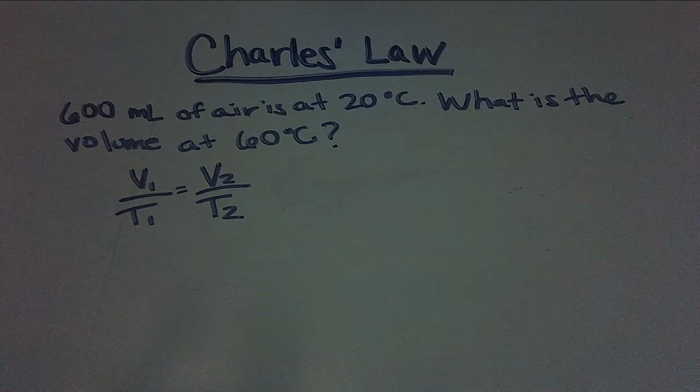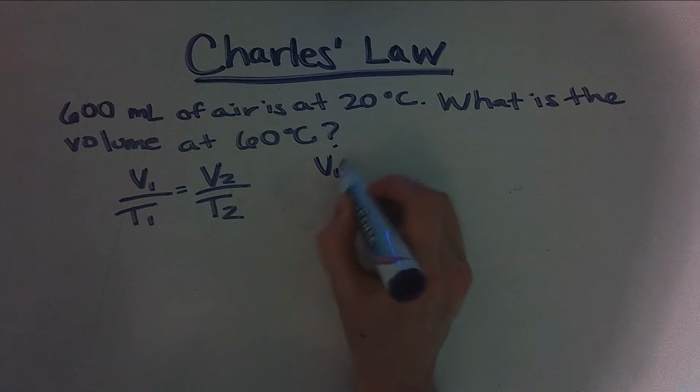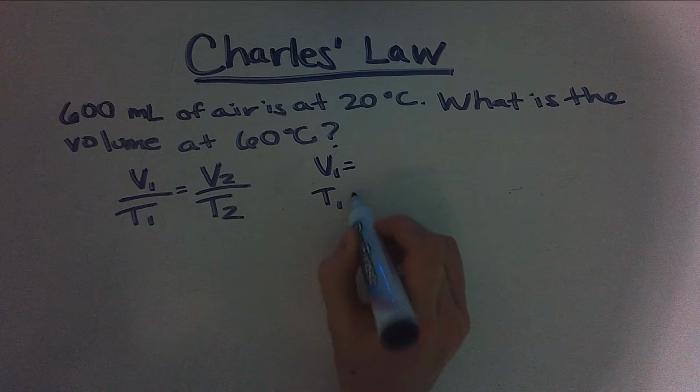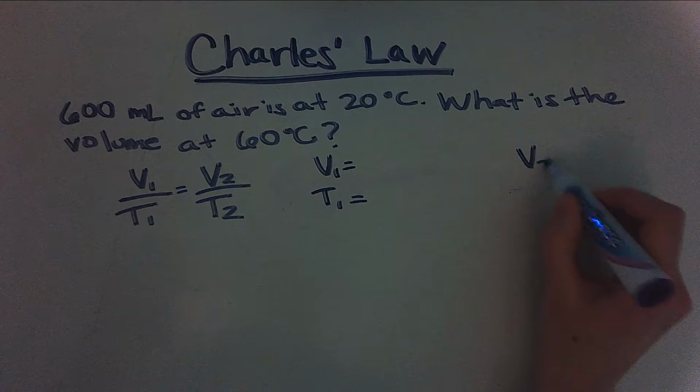So my first step is to write my equation, and I already have that out. Now what I'm going to do is figure out what variables do I know and which one am I looking for. That's going to give me a better game plan. So I'm going to go ahead and just write those out in my little chart.